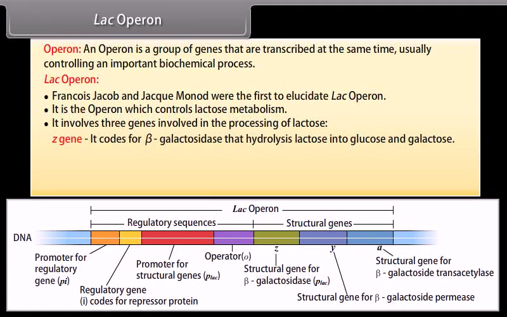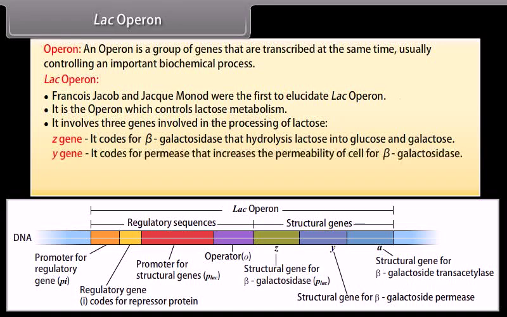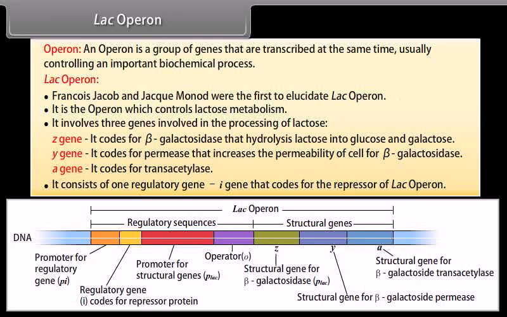Z gene. It codes for beta-galactosidase that hydrolyzes lactose into glucose and galactose. Y gene. It codes for permease that increases the permeability of the cell for lactose. A gene. It codes for transacetylase. It consists of 1 regulatory gene, the I gene, that codes for the repressor of lac operon.